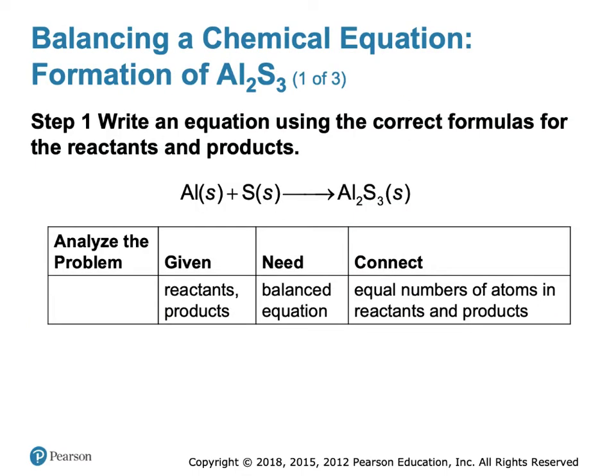All right, so here we're going to practice balancing a chemical equation. We have solid aluminum plus sulfur gives us Al2S3, or aluminum sulfide. So we can see that we have 1 aluminum and 1 sulfur on the left, and on the right we have 2 aluminums and 3 sulfurs. So what we need to do is add a 2 in front of the Al and a 3 in front of the sulfur so that we can balance the number of atoms.